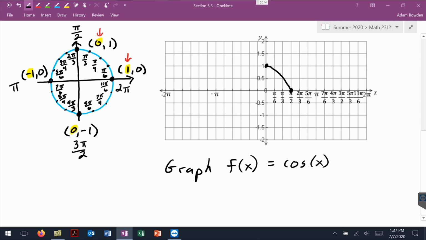And then from there, as we go through quadrant 2 and get down to pi, once we get to pi, the value of cosine will have gone all the way to -1. So over here at pi, it will have declined slowly downward to -1.